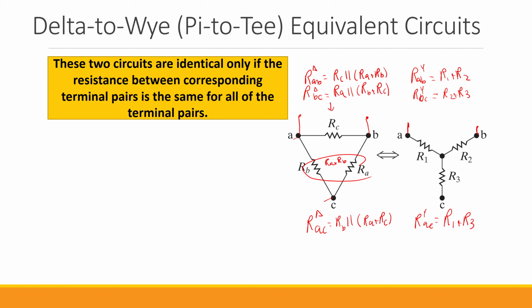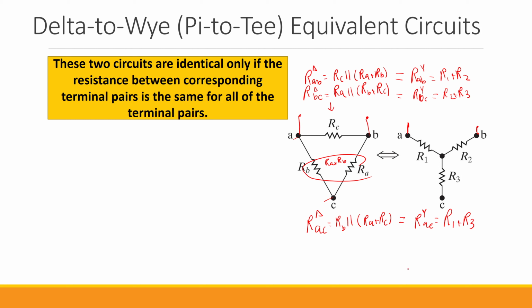So we said that these two circuits are identical only if the resistance between corresponding terminal pairs is the same for all of the terminal pairs. So for them to be identical, RAB of the delta circuit needs to be equal to RAB of the Y circuit. RBC of the delta circuit needs to be equal to RBC of the Y circuit, and RAC of the delta circuit needs to be identical to RAC of the Y circuit.